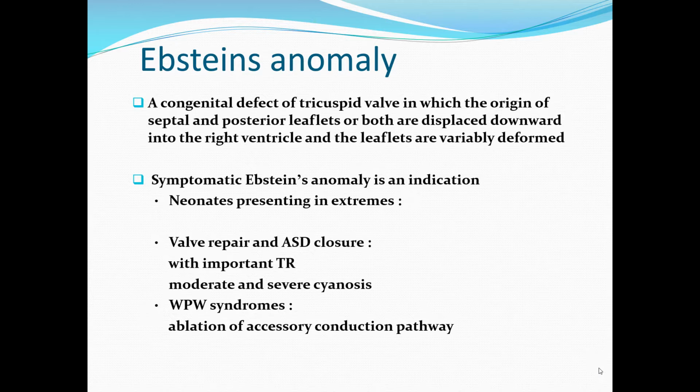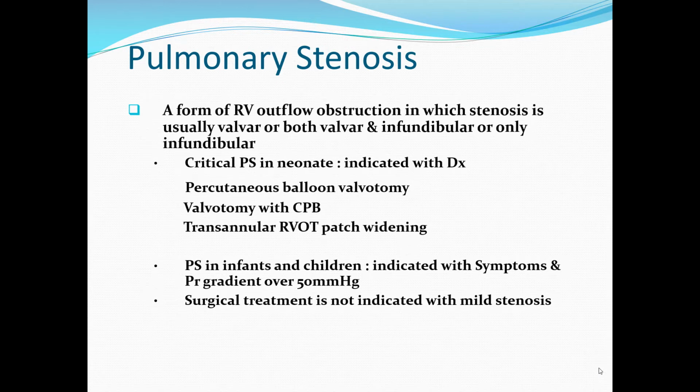If there is TR, we have to do repair. It is usually associated with ASD. We have to do repair for the ASD, and we have to do repair for the tricuspid regurgitation if present. If WPW syndrome is present, we have to do ablation therapy.